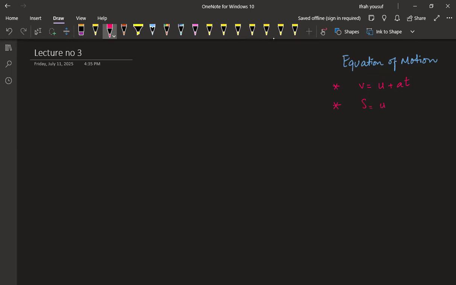s = ut + half at squared, where a is the acceleration and u is the initial velocity. And the third one is 2as = v squared minus u squared. So we are going to apply these equations. The first question I'm going to share on the screen.